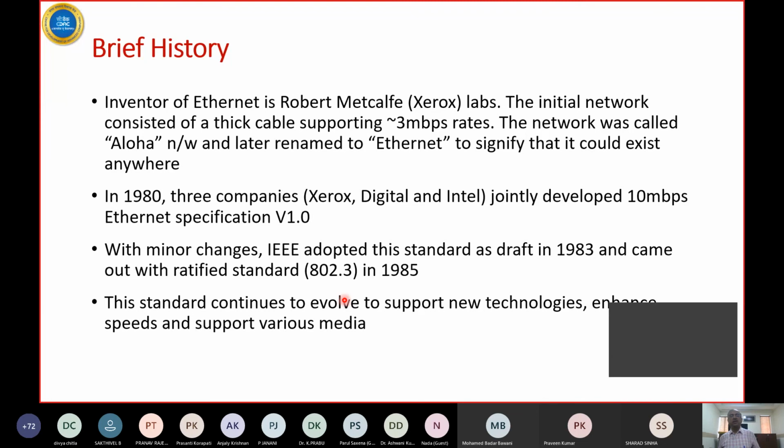And Bob felt that it's going to be so pervasive that it will reach the universe, so he called it Ethernet. How the standard came in: Xerox, Digital and Intel came together. So it is called DIX 1.0, and later IEEE adopted it.